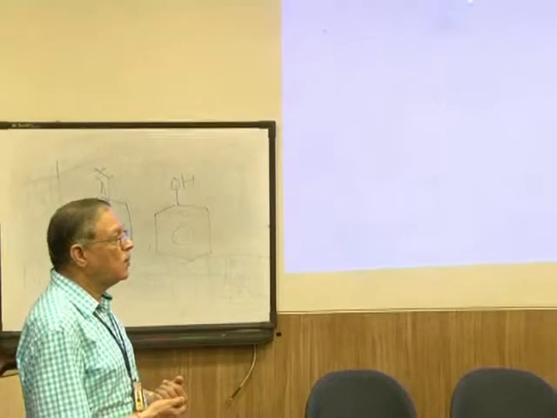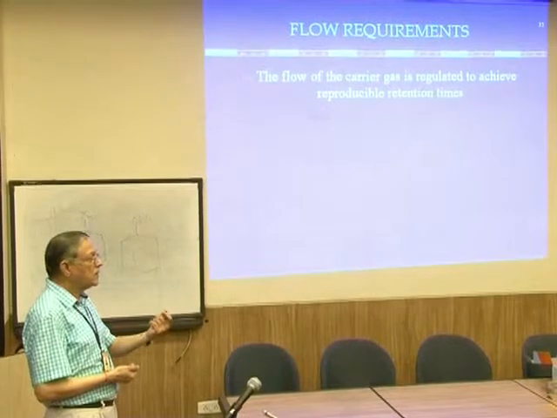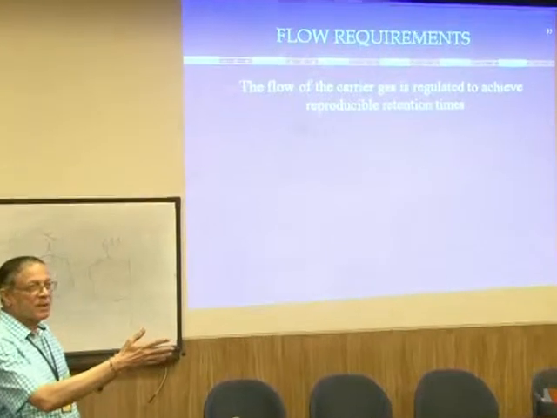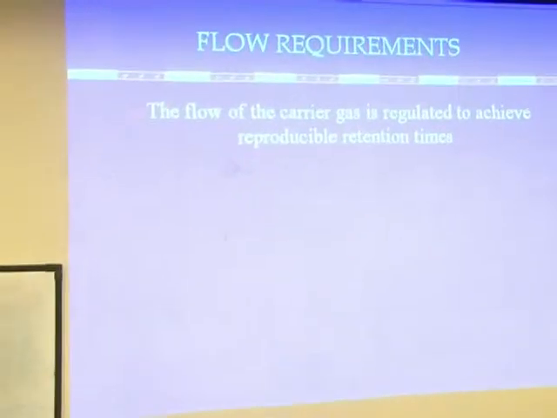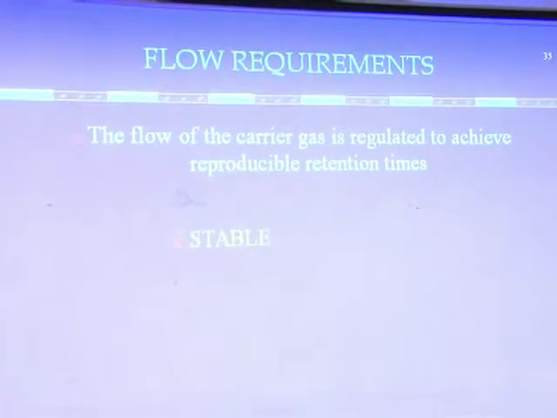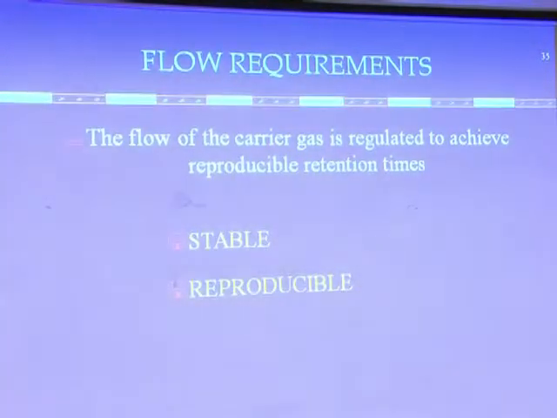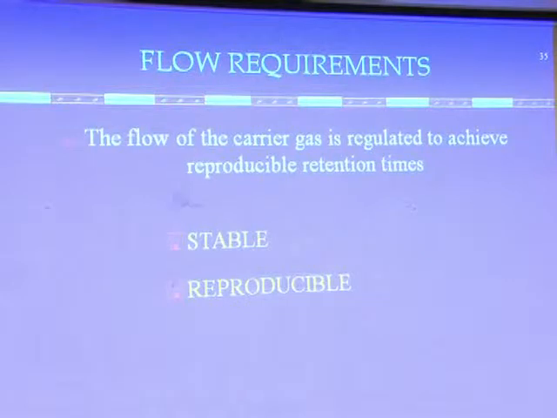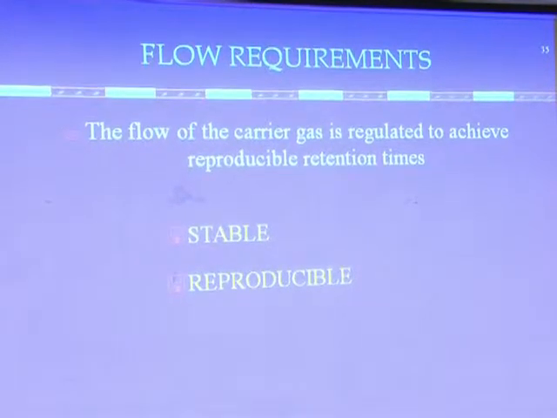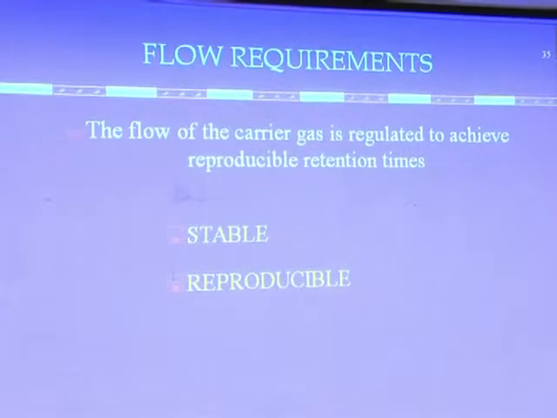Now we said that the flow of the carrier gas has to be kept constant throughout our separation experiment. If it doesn't, then from experiment to experiment, the retention times will vary. We don't want that to happen. And in order to achieve a stable flow of carrier gas, we must have a little valve. It is so delicate that you can adjust within plus or minus 1 milliliter per minute. And that too, it has to be reproducible.